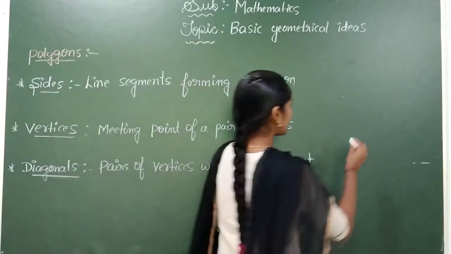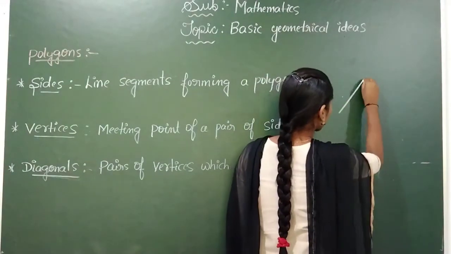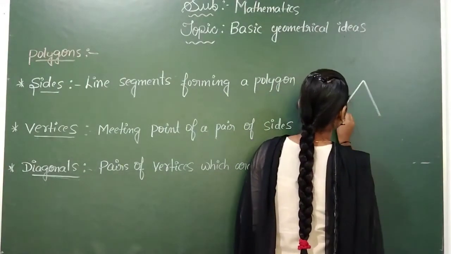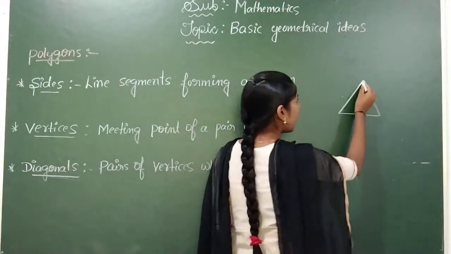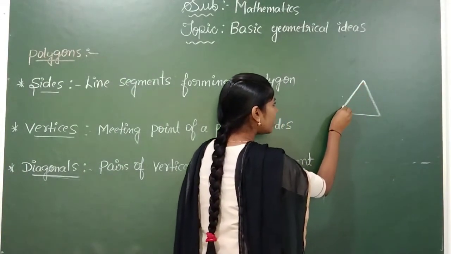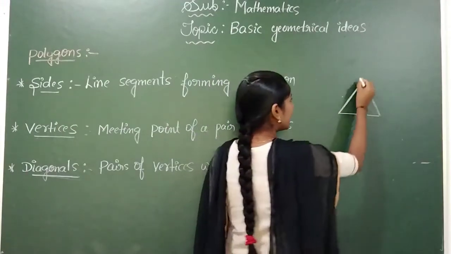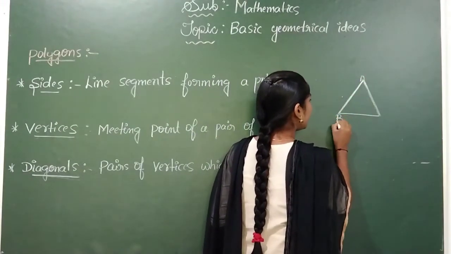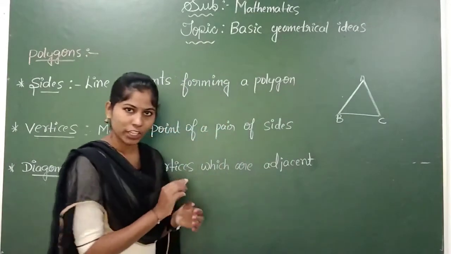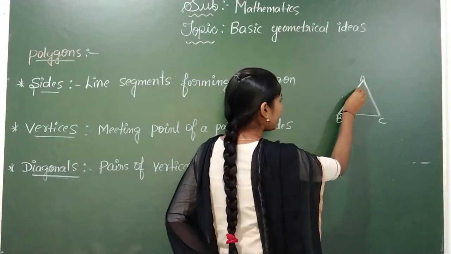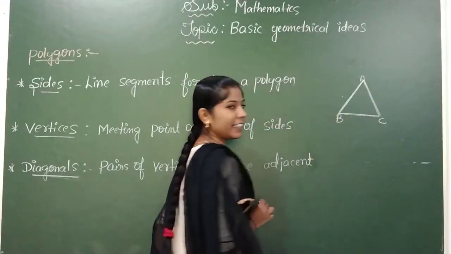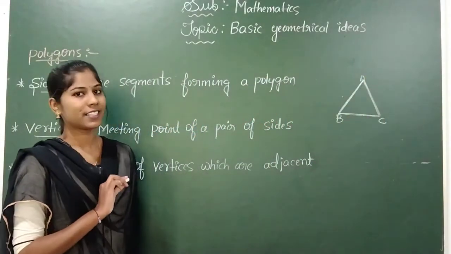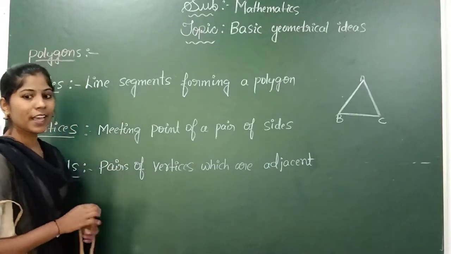See here the example for a polygon. This is a polygon. This is a polygon. It is a closed figure and made by line segments. See this A, B, C. It is a polygon. Here AB, BC and this AC. This is entirely made by line segments. This is called a polygon.